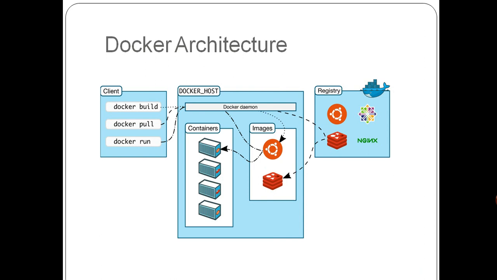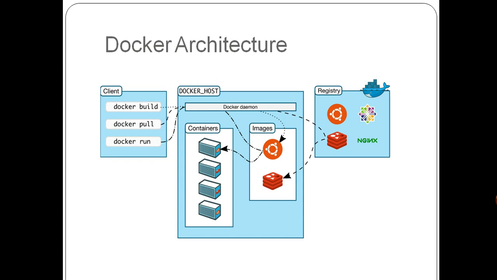Docker architecture basically uses client-server architecture. The Docker client talks to the Docker host or Docker daemon. The Docker daemon manages images, containers, networks, and everything. The Docker daemon and Docker client can run on a single machine, or on different machines. The Docker client communicates with the Docker daemon using the REST API.